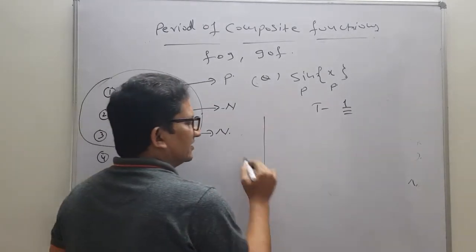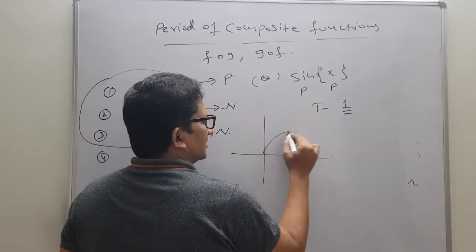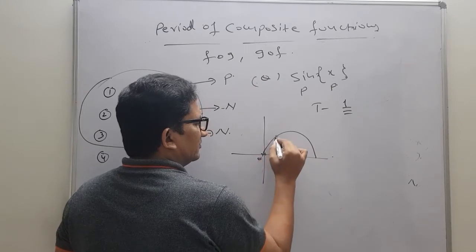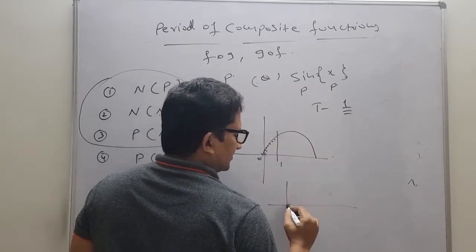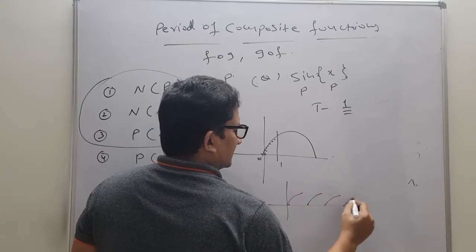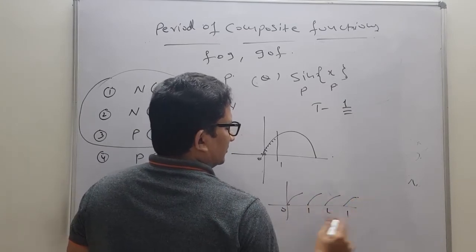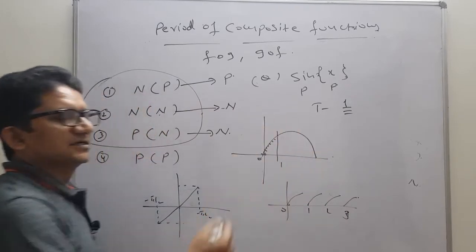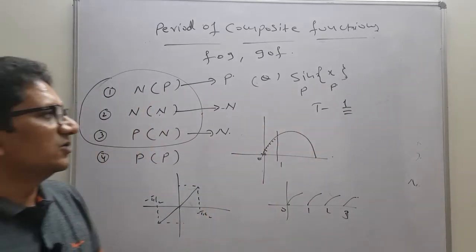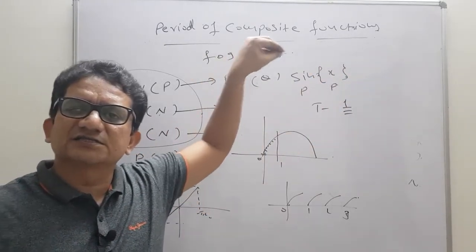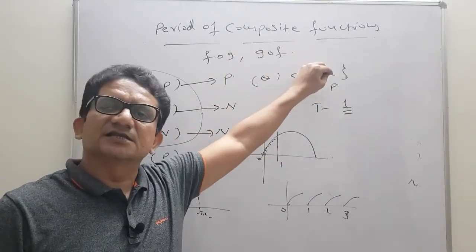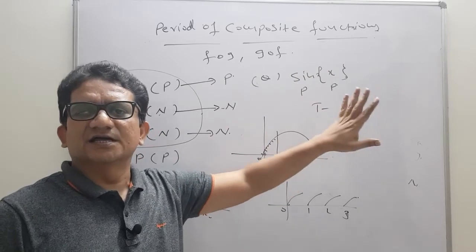You can recall the graph also. See the graph of this one, how we did it in between 0 and 1. We cut the graph and paste it, so you get a graph of this type. For every interval of unit length, this is the graph. So the outside function and inside function are different, and whatever is inside, if it is periodic, the same period will come as the result.